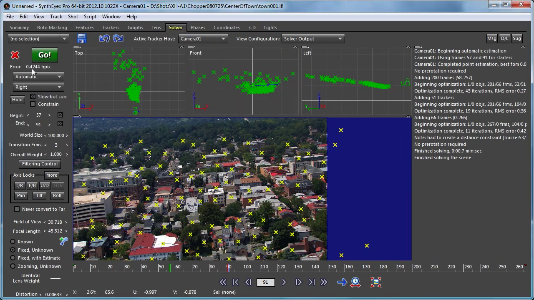And now you see we get a pixel error that's quite low, down around 0.4 of a pixel, which is about half of what it was just before we turned on the lens distortion. So that gives you an idea of really what was causing the problem in the first place. So hopefully this gives you an idea of some of the tools that you have available in SynthEyes to be able to work with the solver to get the solution that you want.